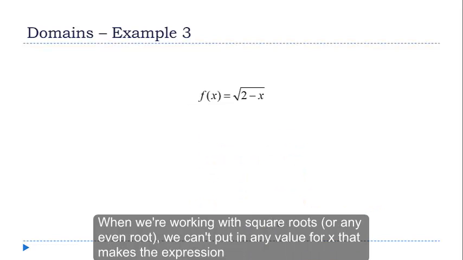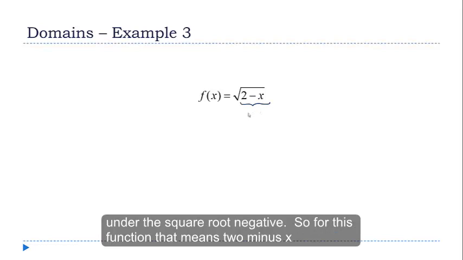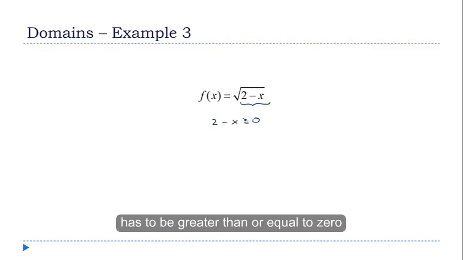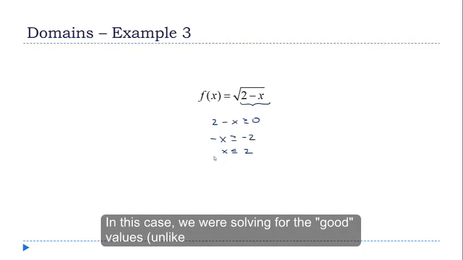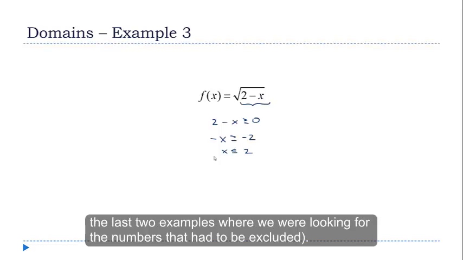Now, when we're working with square roots, or really any even root, we can't put any value in for x that makes the expression under the square root negative. So for this function, that means 2 minus x has to be greater than or equal to 0. And solving this inequality gives us x has to be less than or equal to 2. Now, in this case, remember, we were solving for the good values, unlike the last two examples where we were looking for the numbers that had to be excluded.